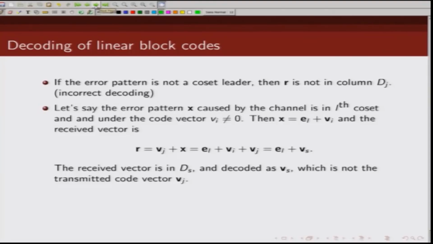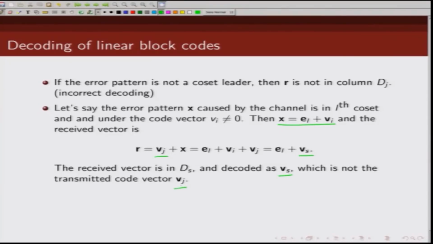So, let us look at an error pattern X caused by a channel, and it is in the lth coset. We write this error pattern as El plus Vi. If we transmit code word Vj and encounter this error pattern, what we would receive is Vj plus X. This would be nothing but El plus Vi plus Vj. Now, what is Vi plus Vj? The sum of two code words is also a valid code word. Let us call that code word Vs. So, now the received vector is in partition Ds, and we are going to decode it as Vs, which is not the same as the transmitted code word Vj.